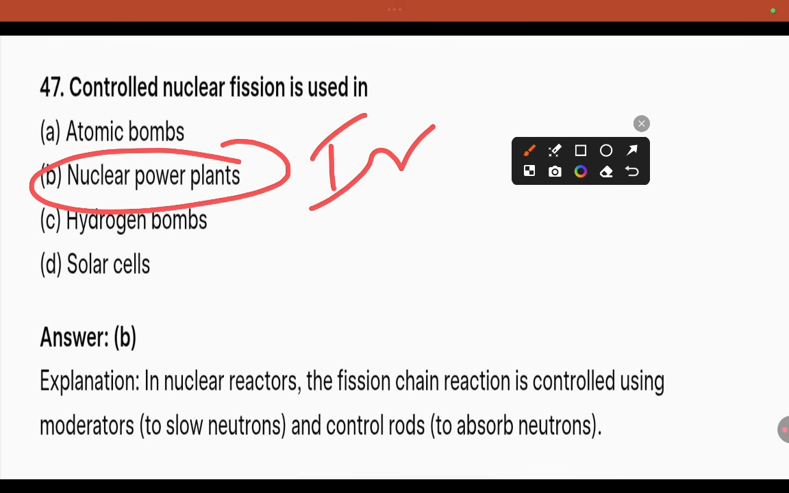Iran, Israel, Korea, they have nuclear power plants. In India, only one city which runs on 24/7 electricity, that is Bombay, because of the nuclear power station. Controlled nuclear fission is used in nuclear power plants. In a nuclear reactor, the fission chain reaction is controlled using moderators and controllers.